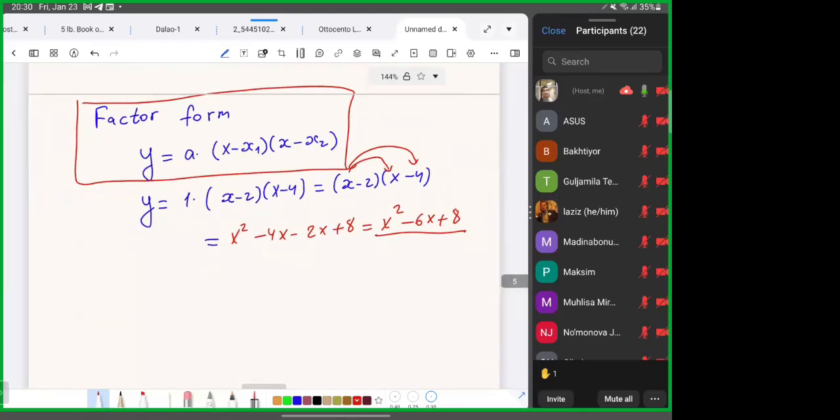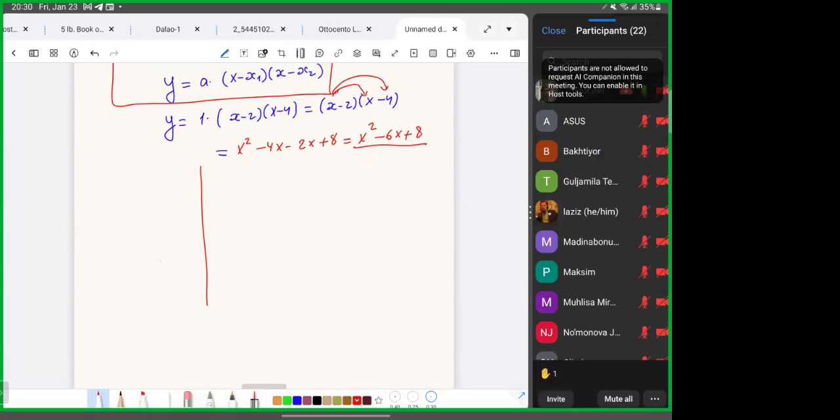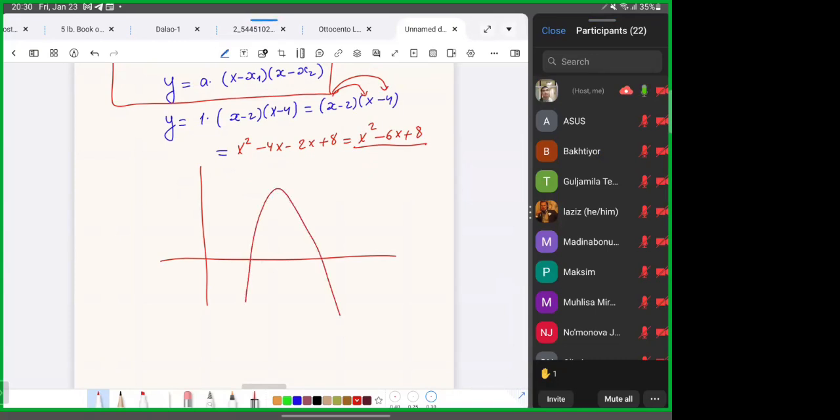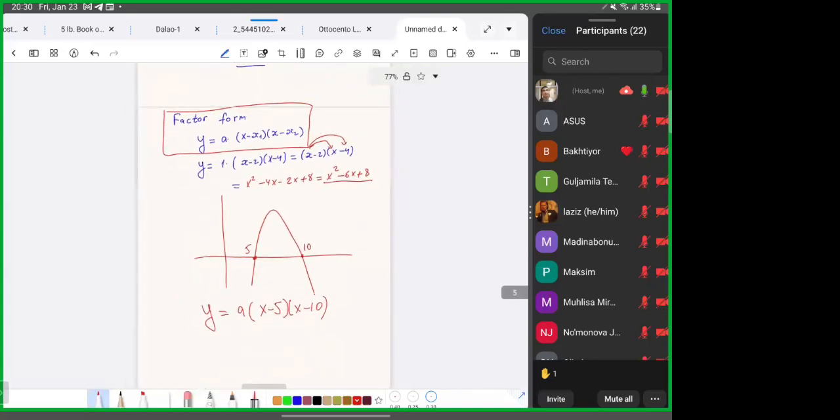For example, if you are given information like this, let's say some parabola drawn here, and points given 5 and let's say 10. What is the form of this parabola? It will be y equals a(x minus 5)(x minus 10). Definitely it is the graph of this, guys.